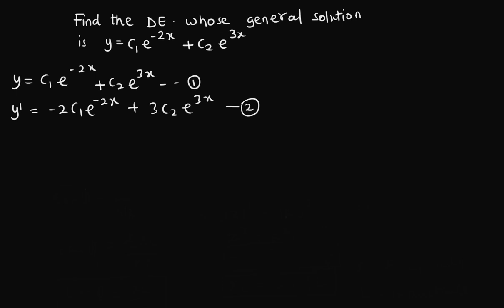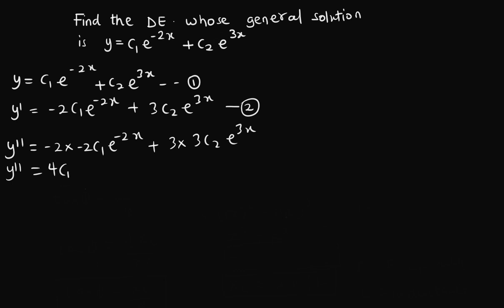Now you're going to differentiate this again, so y prime prime will be equal to minus 2 times minus 2 c1 e to the power minus 2x, plus 3 times 3c2 e to the power 3x. Let's simplify this. So y prime prime is equal to 4 c1 e to the power minus 2x plus 9 c2 e to the power 3x. Let's name this equation 3.